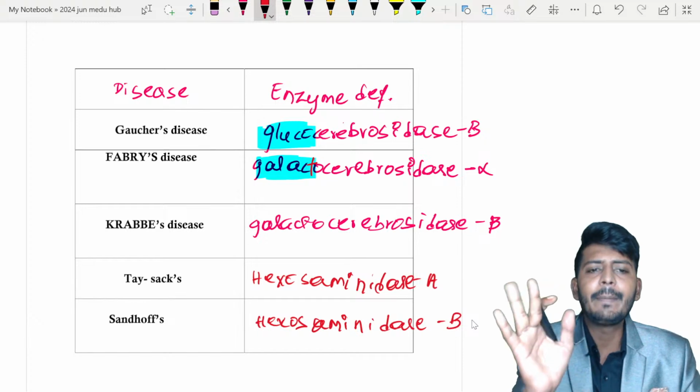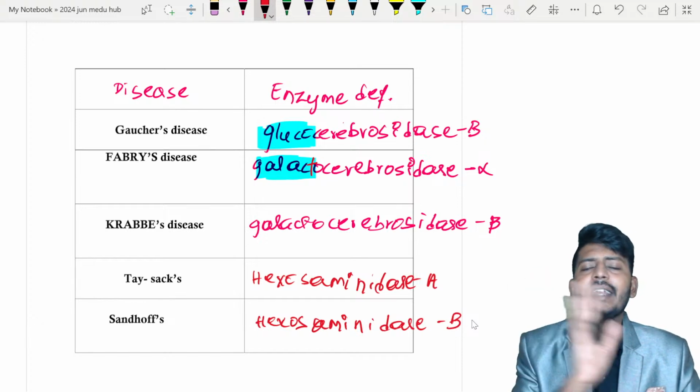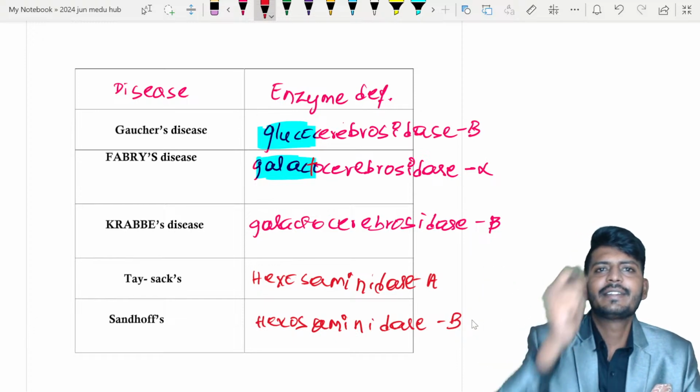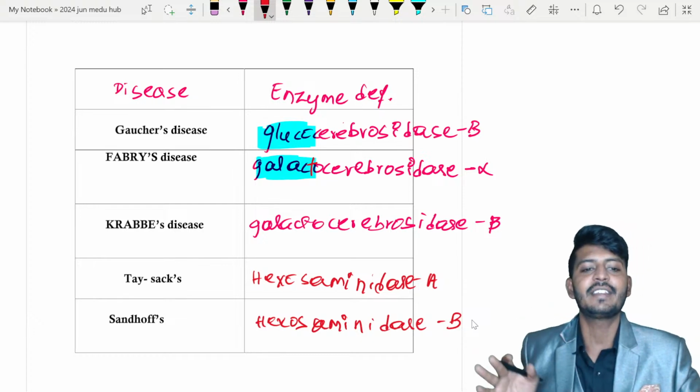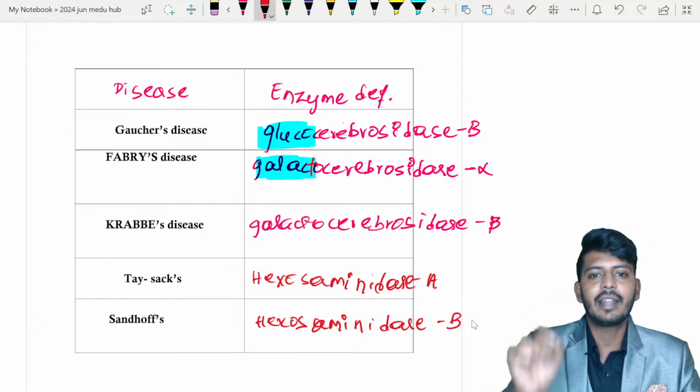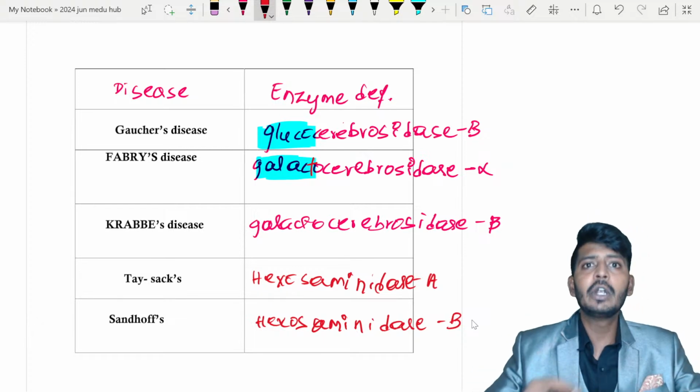All of you must remember, every year there will be one question which will usually be asked directly. A direct question comes: Tay-Sachs disease, deficiency of which enzyme; Gaucher disease, deficiency of which enzyme; Fabry's, deficiency of which enzyme. I don't want any of my students to make the mistake, so once for you we will do the repetition.